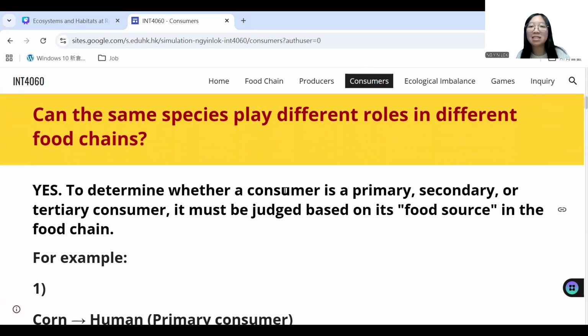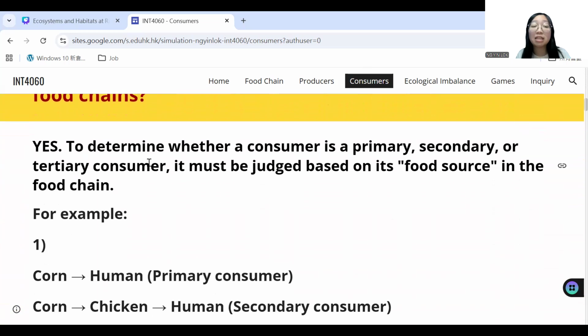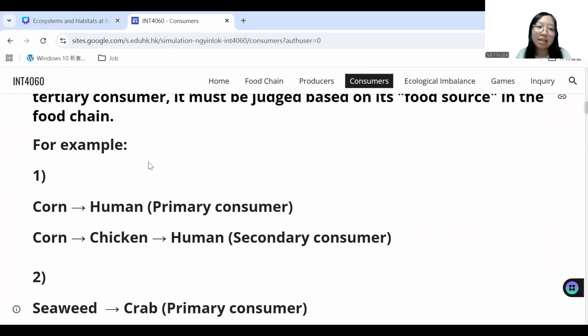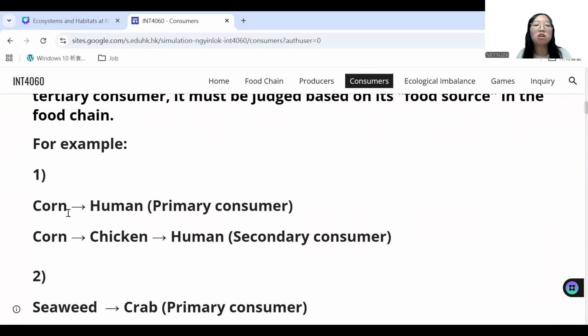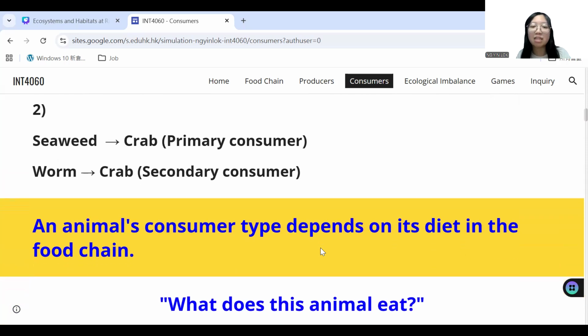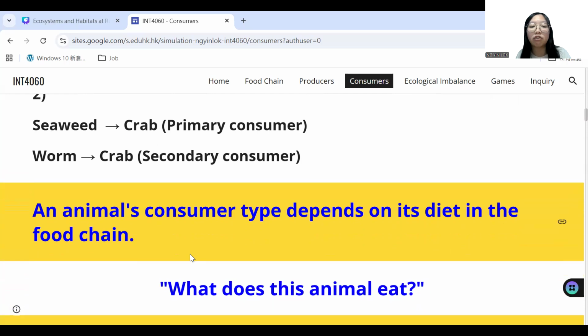One thing I have to emphasize here is: can the same species play different roles in different food chains? We need to tell the students that the role is not always the same. You need to see it case by case. For example, if we eat corn, we are primary consumers. If the chicken eats corn and we eat the chicken, we are secondary consumers. You cannot just memorize it; you need to see it depends on its diet in the food chain.